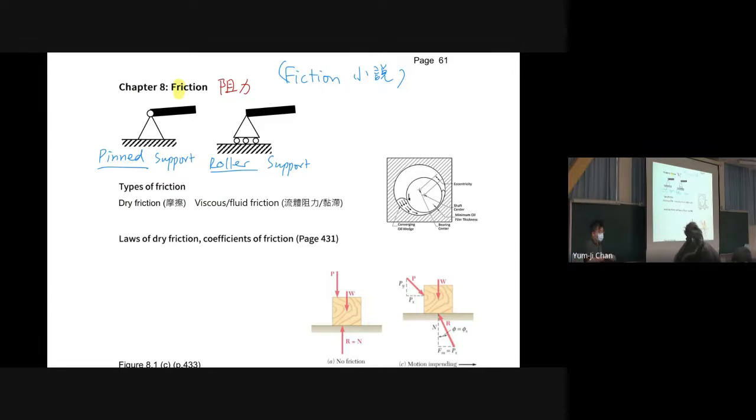But in real life, many types of supports are not like this. If you put something on here, and if you don't put a force here, then it will stay here. But if you put a force there, then it will start to move. If you only apply a little bit of force, it will not move, and it will move if you push it very hard. So in reality, in real life, we usually have this.